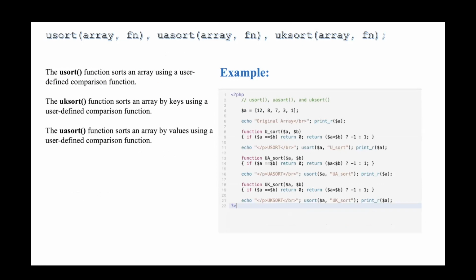The usort, uasort, and uksort sort the array using user-defined functions, all three of them. And you can see that it's very repetitive in PHP. It gives you a way of doing it, and it tells you you can always do your own and then use it here. That's what those personal functions are.